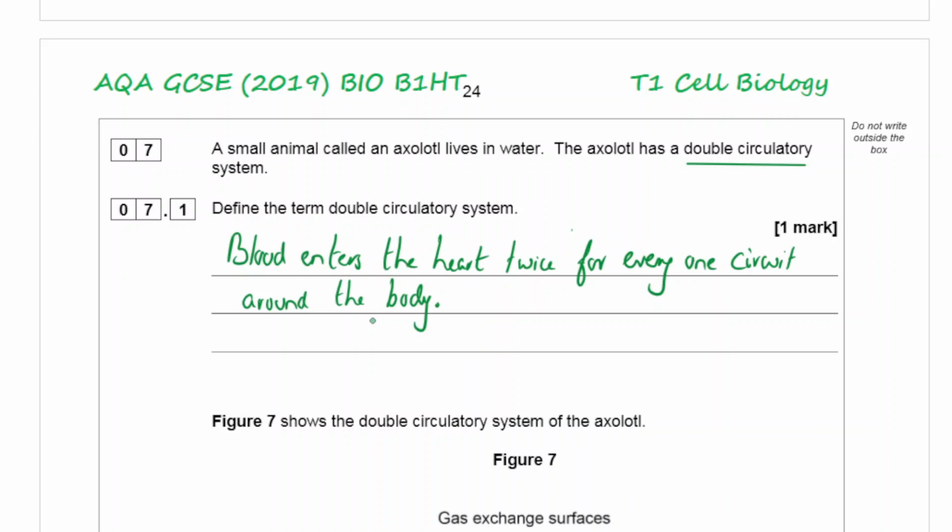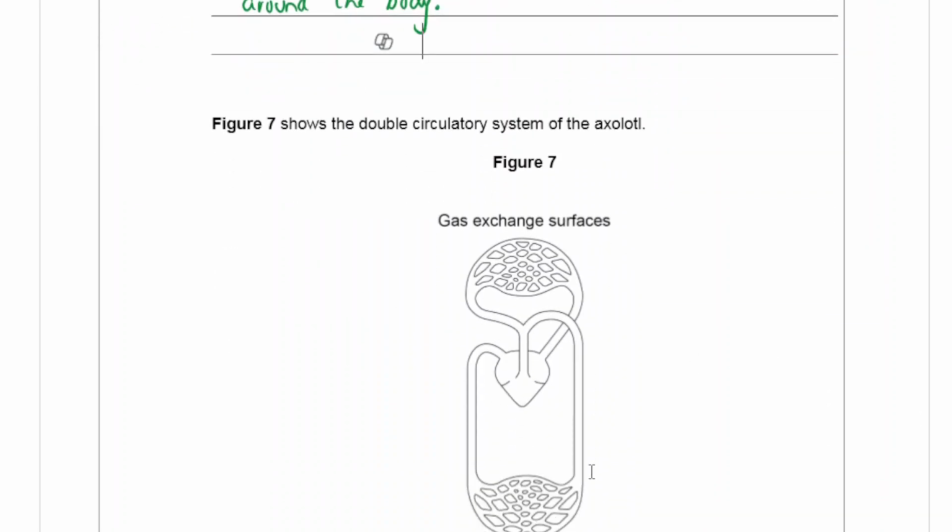Now, what does this actually mean? Actually, I can use the diagram below. So figure 7 shows a double circulatory system of the axolotl, which is very similar to the human. So gas exchange surface is actually found in the lungs, right? So if blood goes, let's say, from the lungs to the heart, right? From the heart, it goes to the body. From the body, it goes back to the heart again before going to the lungs.